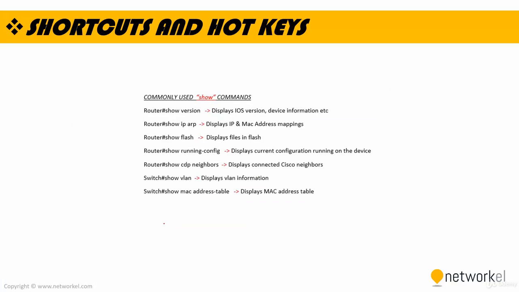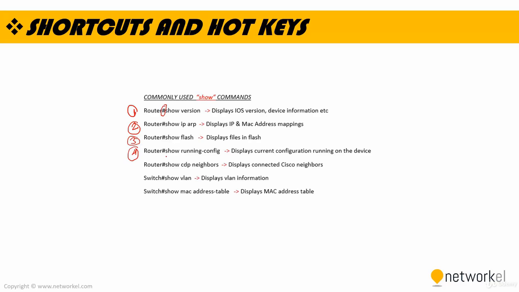And here are the commonly used show commands. Number one, show version. Please pay attention that we are in the user privileged mode when we are using the show commands. The first command is show version, which displays the IOS version and device information, etc. Other commands that we use are show ip arp, which displays the IP to MAC address mappings to us. Another great show command is show flash, with which we can display the files in the flash.